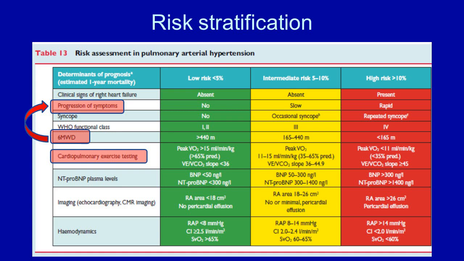risk stratification of patients. This is a table from the REVEAL registry where they followed patients to see what predicted a worse outcome. People who had right heart failure clinically, who were rapidly progressive, who passed out, whose functional status was poor, all tended to do worse. A way to quantify the progression of symptoms is to follow their 6-minute walk test. You see the values there that suggest a low risk, intermediate, and high risk of disease.